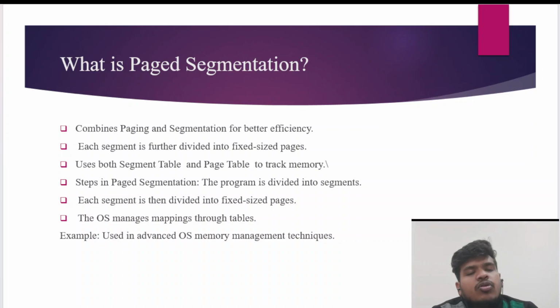But there are problems with this also. What are the problems? Firstly, we require two levels of tables, which increases the lookup time because we are using two things, segmentation and paging. But even after all this, it is still prone to fragmentation. Even though it is less, it is prone to fragmentation. An example is, like the previous examples, modern operating systems. They combine paging and segmentation for better memory efficiency in applications like memory management.